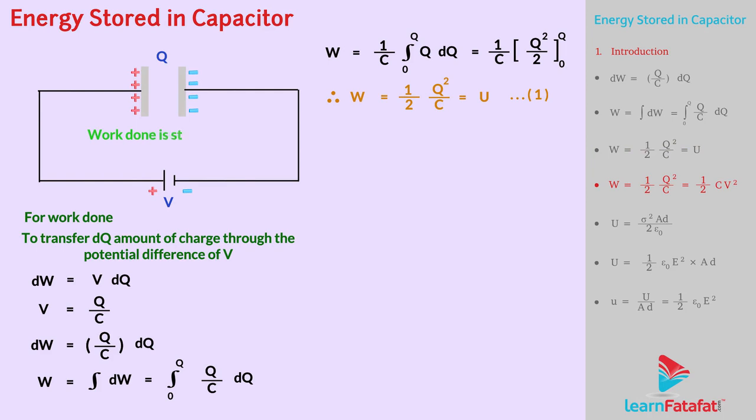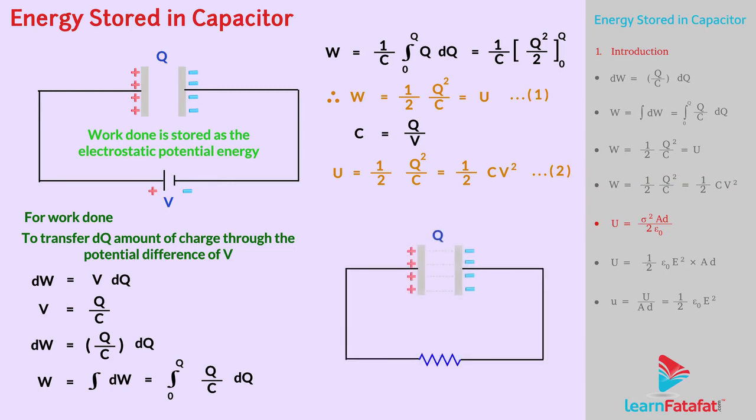This work done is stored as the electrostatic potential energy in capacitor. With the knowledge of C equals Q by V, we can rearrange the expression as U equals 1 by 2 Q square by C, which equals 1 by 2 CV square. Let's call this equation number 2.